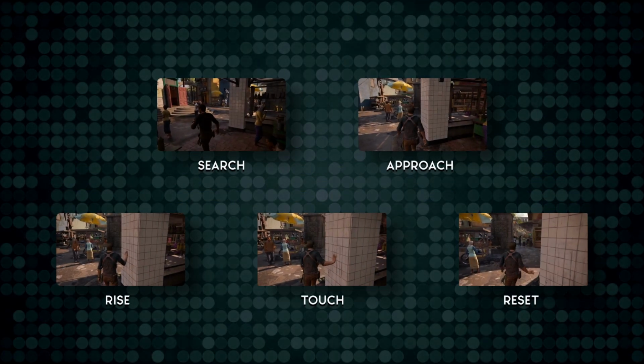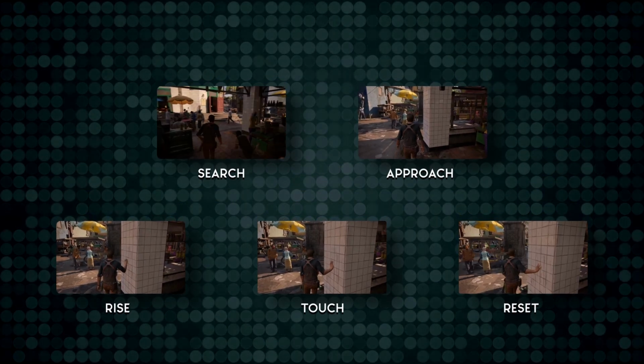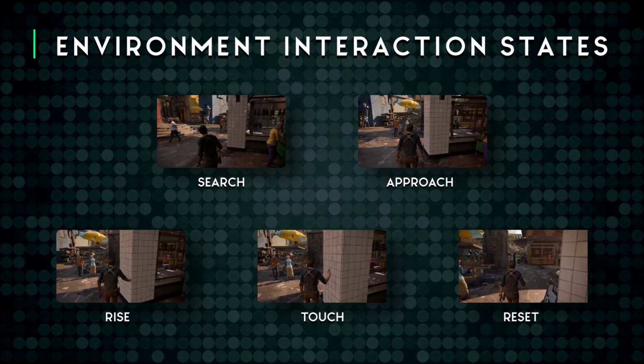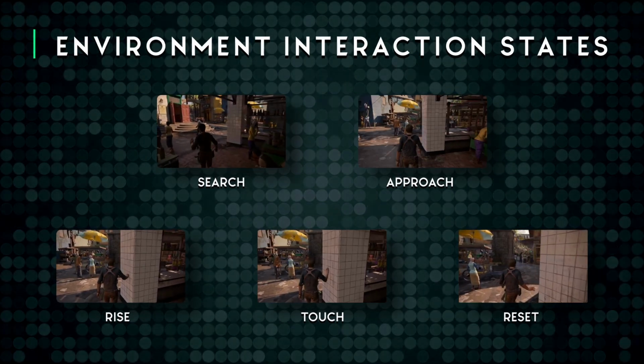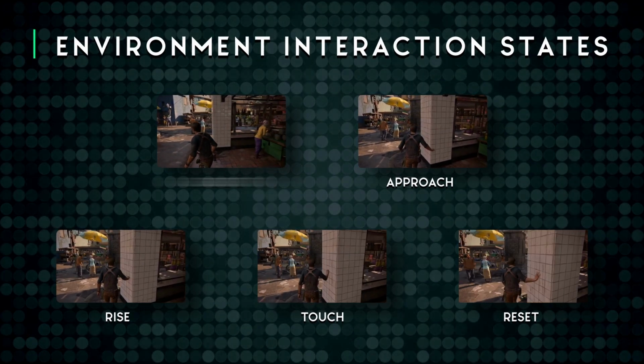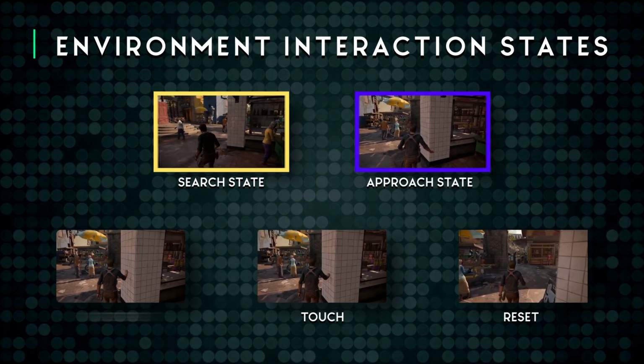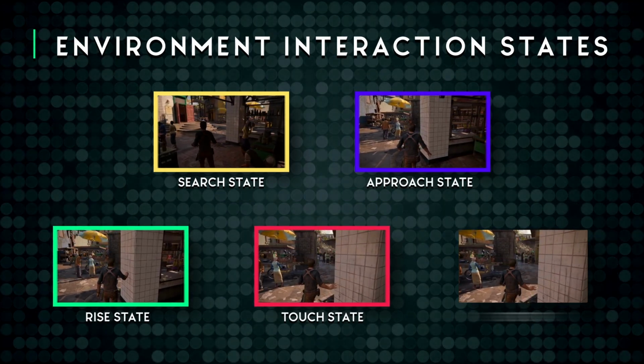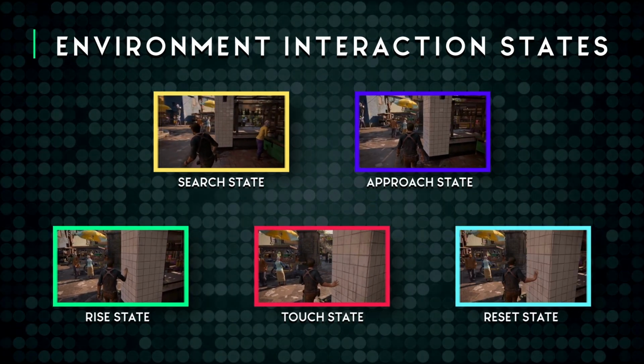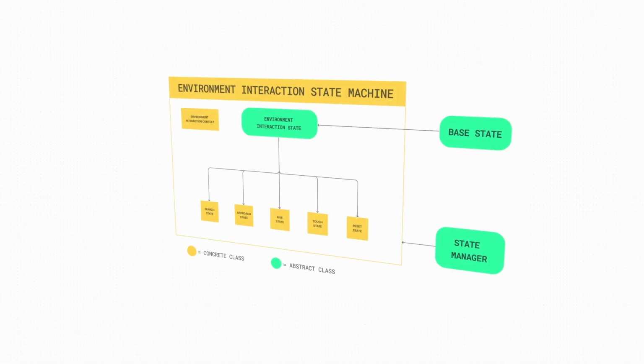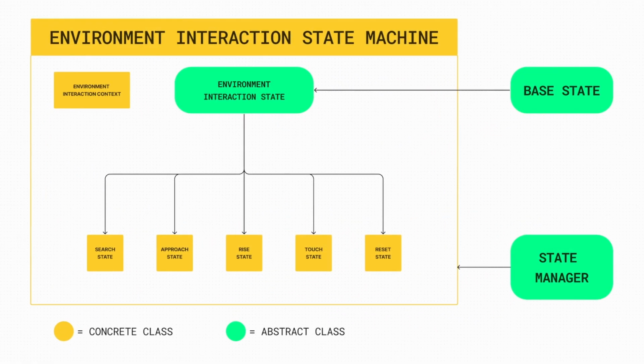Now look at our animation list. We can consider each step we listed before as its own state. Naming each according to its purpose, we have the search state, the approach state, the rise state, the touch state, and the reset state. Here is a mockup showcasing the full implementation of the state machine model that we'll build together.